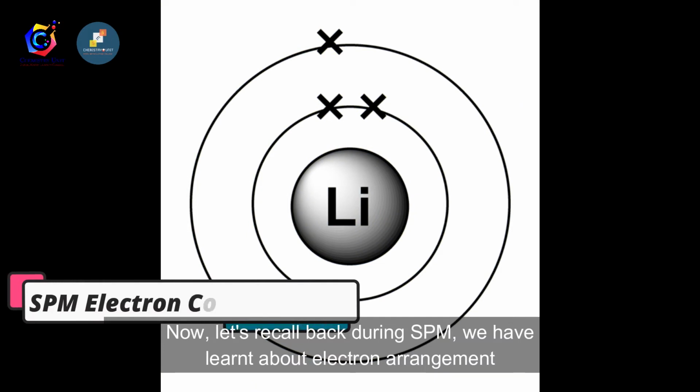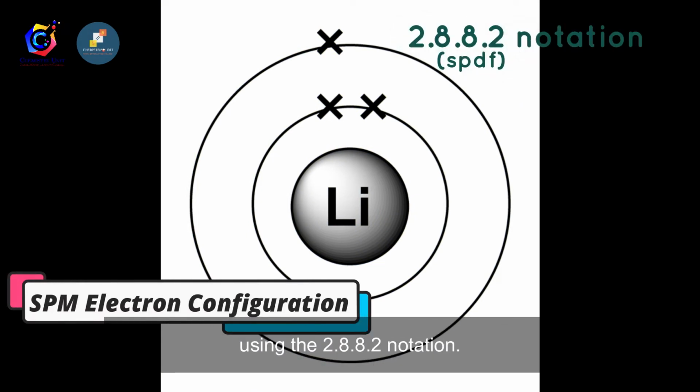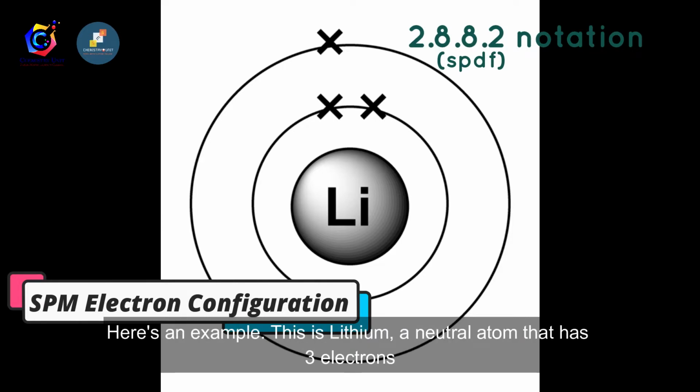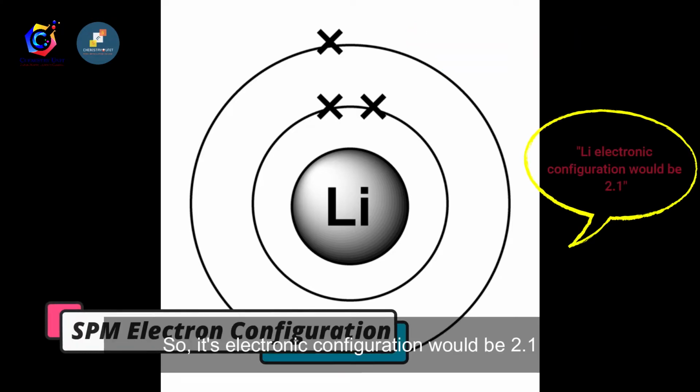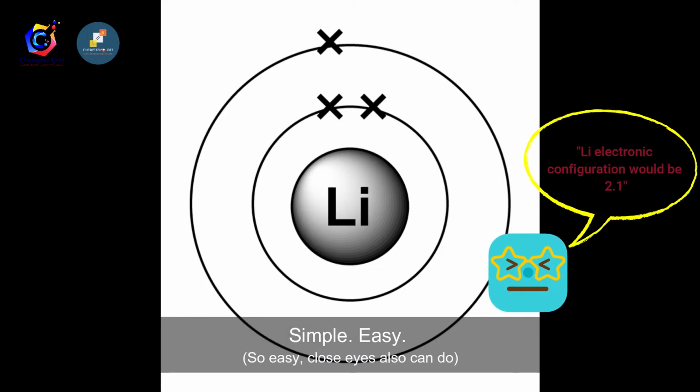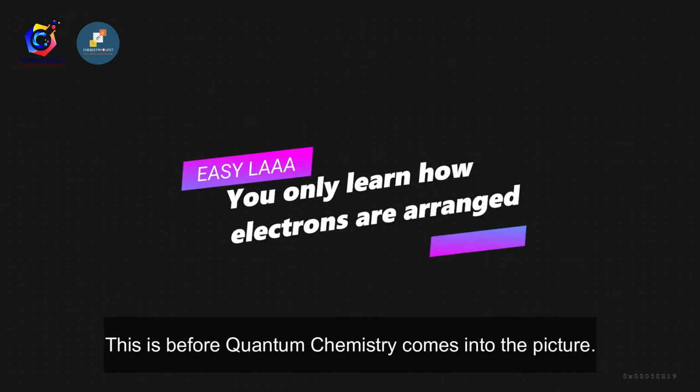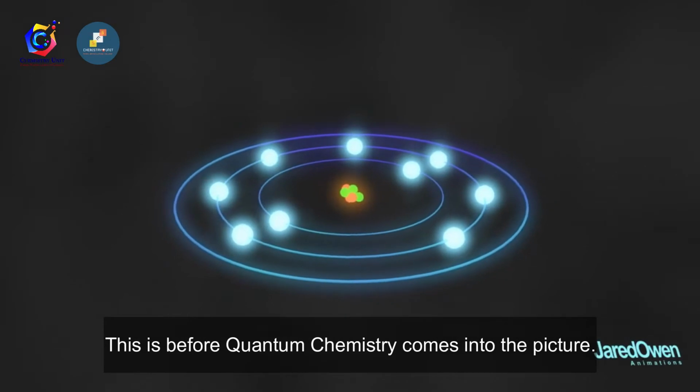Now, let's recall back during SPM. We have learned about electron arrangement using the 2-8-8-2 notation. Here's an example. This is lithium, a neutral atom that has 3 electrons. So, its electronic configuration would be 2.1. Simple? Easy lah. This is before quantum chemistry comes into the picture.